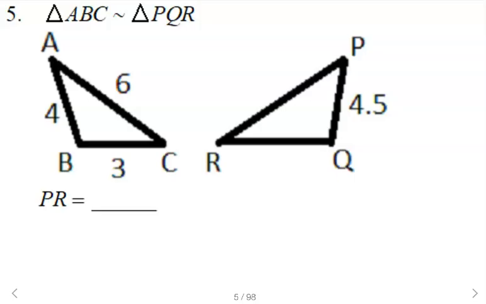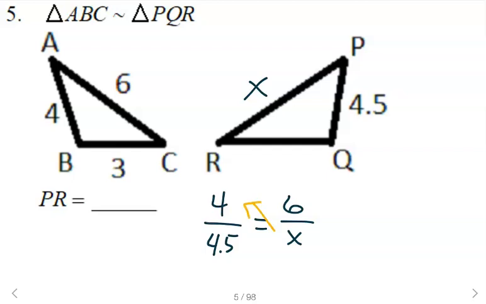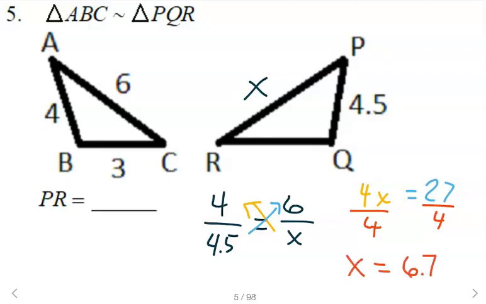All right, we've got similar triangles, and our goal is to find PR, so I'll call that x. So we could say 4 is to 4.5 as 6 is to x. Notice I'm consistent as I set up the proportion. Cross multiply, you'll have 4x on one side and 27 on the other side. Divide by 4. And so x is 6.75. Oh, and that's PR.